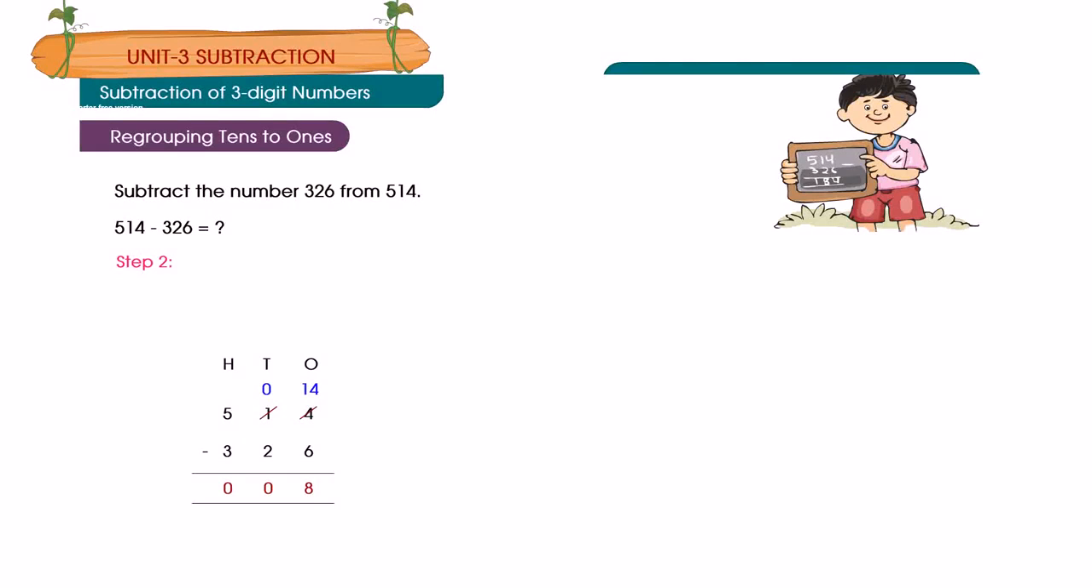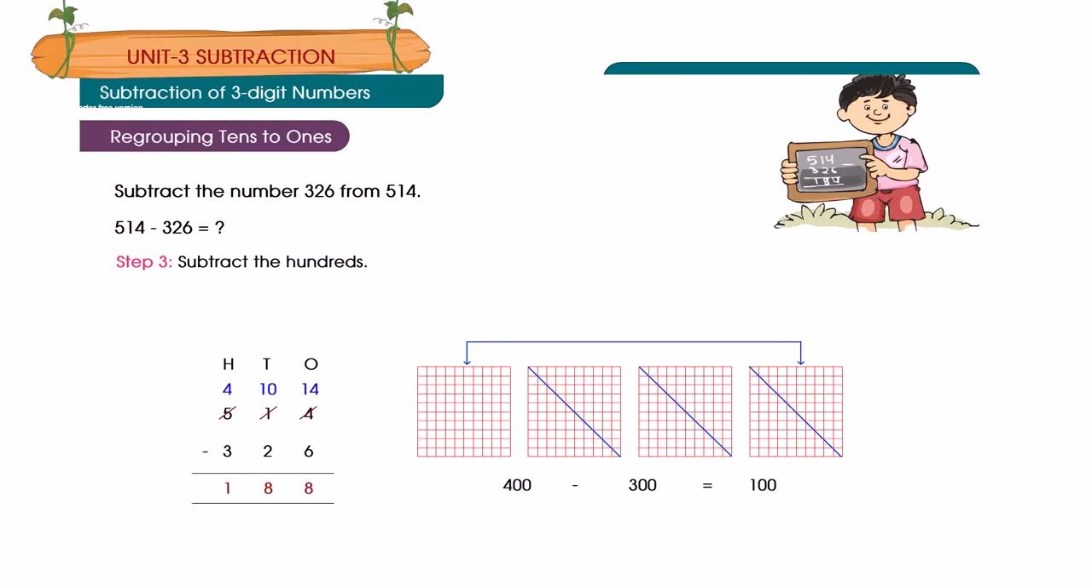Step 2. Subtract the tens. Again regroup. Step 3. Subtract the hundreds. Answer: 514 minus 326 is equal to 188.